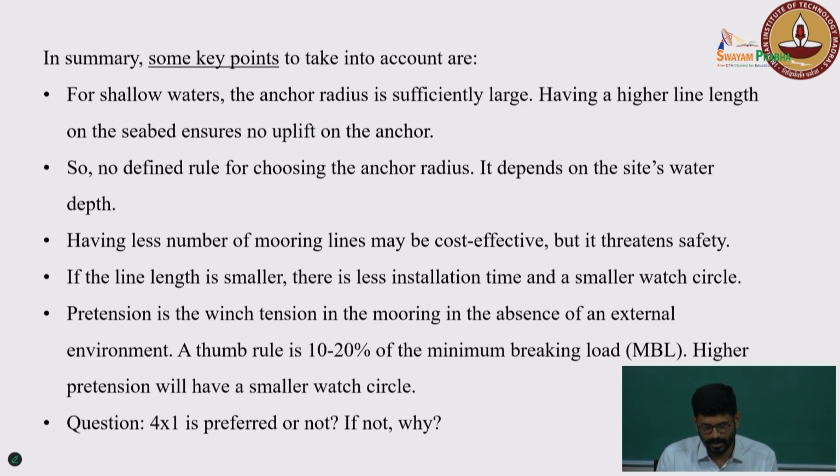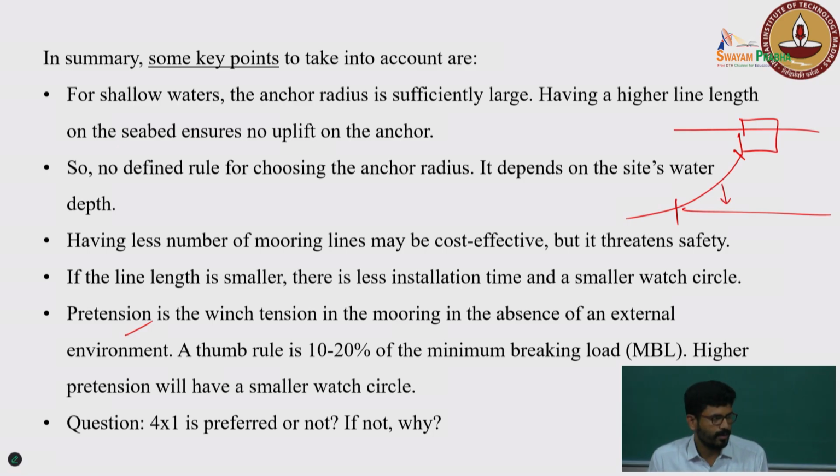So pre-tension is basically the winch tension in the mooring in the absence of an external environment. When we say pre-tension, we basically mean the top tension without the presence of any load. For example, I have a floating structure and you simply have a line, so this length is suspended, and it is going to have a downward loading, because of which there is always some kind of tension. This is what we call pre-tension, in the absence of any external loading.